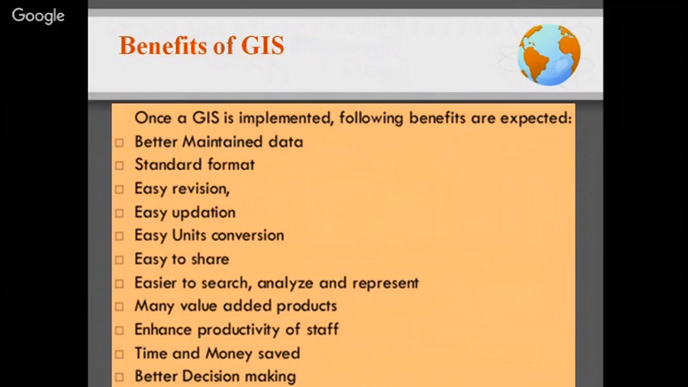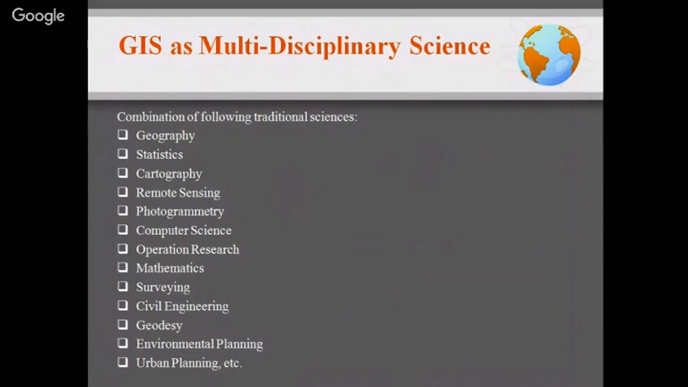So if you want to go for an objective decision making, a precise decision making, and you want to solve the real world problems which are around you, you can easily use these techniques and you can work in GIS environment. Now, GIS is being looked upon as a multidisciplinary science. Why? Because a combination of the following traditional sciences have contributed in making of this technology.